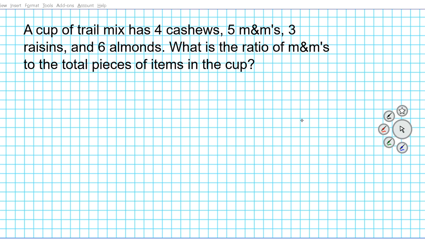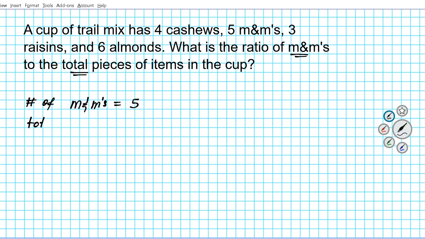All right, let's consider another story problem. A cup of trail mix has 4 cashews, 5 M&Ms, 3 raisins, and 6 almonds. Question: what is the ratio of M&Ms to the total pieces of items in the cup? Okay? All right, so in order for us to set up this ratio, we need two values. We need to know how many M&Ms there are and the total pieces of items in the cup. So the number of M&Ms is given by what? It's 5. There are 5 M&Ms.